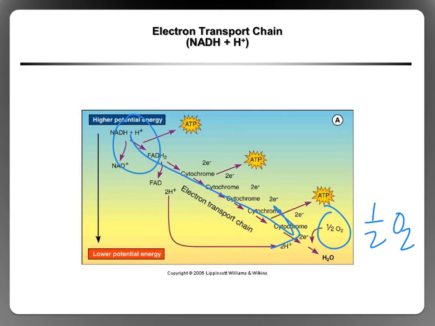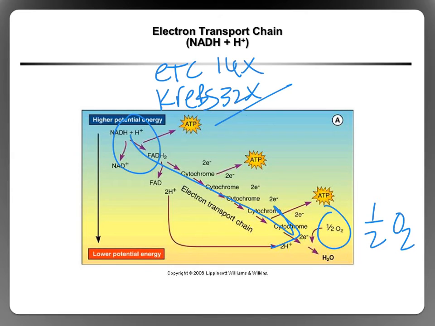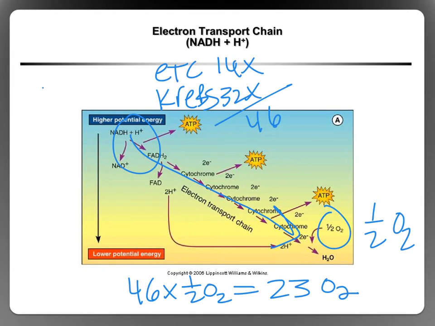Okay, so from beta oxidation, we went through ETC 14 times. From Krebs, we went through 32 times. Okay, so 46 times we go through ETC. Each time we use a half of an oxygen. So we end up using 23 oxygen molecules to completely oxidize a 16 carbon FFA.